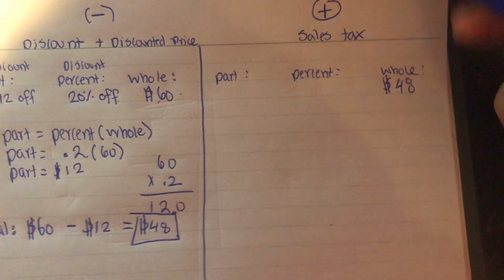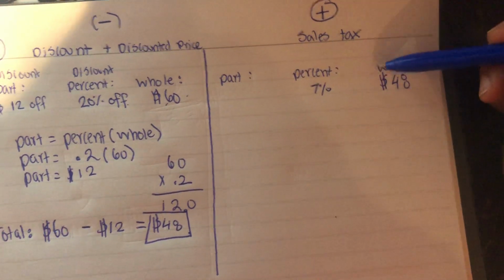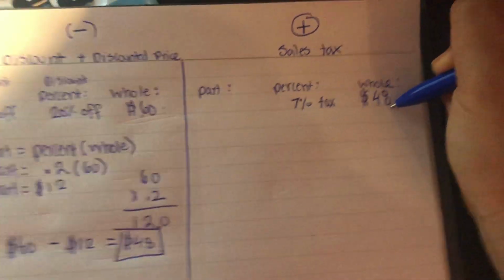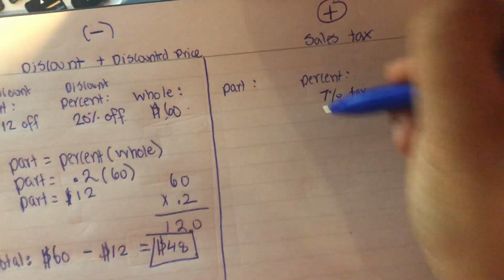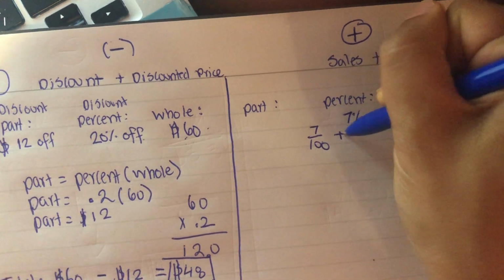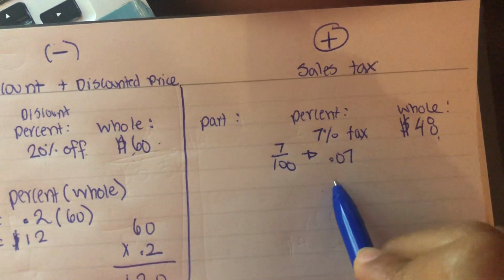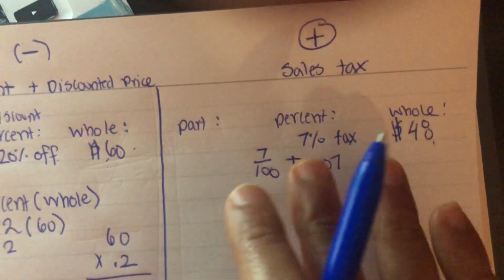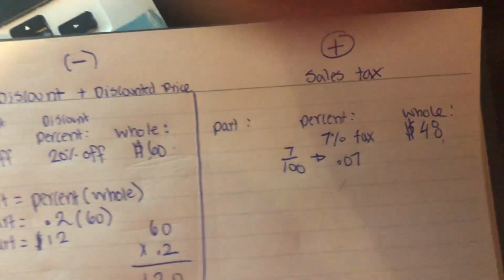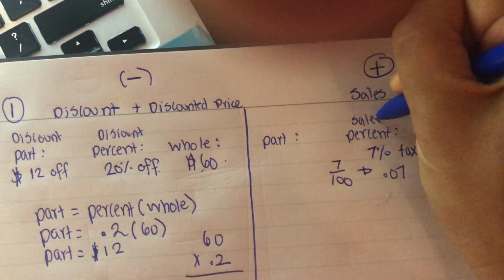So now it's going to be 7%, I'm going to write 7% tax added to $48. Now let's remember that 7% is 7 out of 100, which is the same as 7 hundredths. And a lot of you also made this mistake: 7% isn't 0.7, that would be 70%. This is 7 hundredths, which is 0.07.